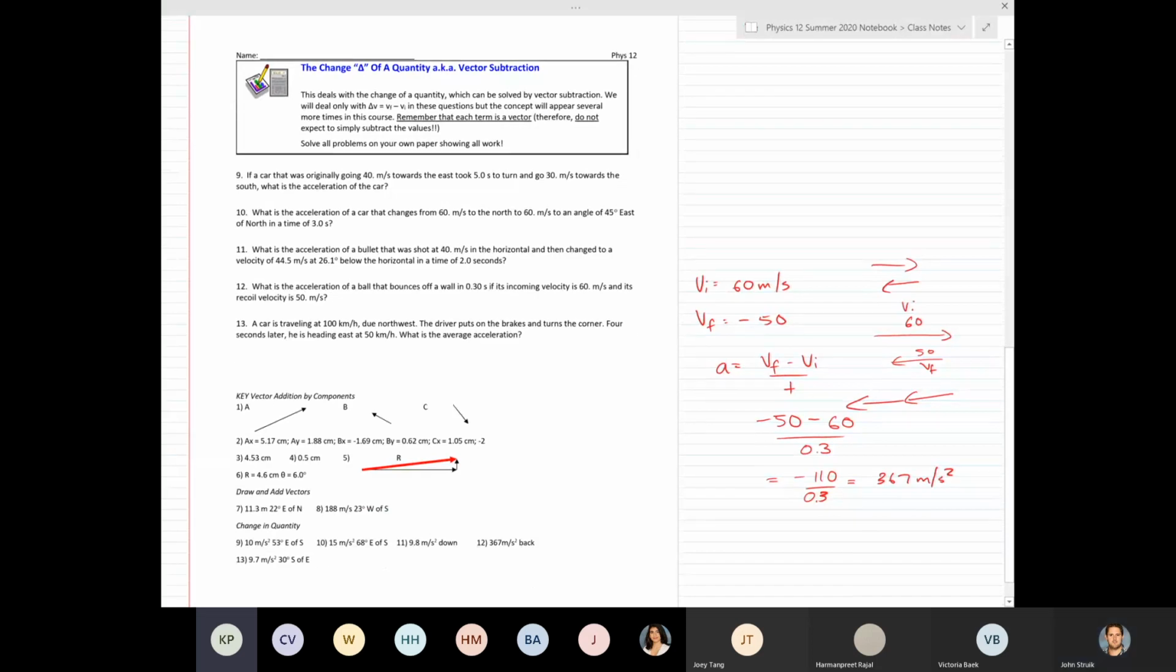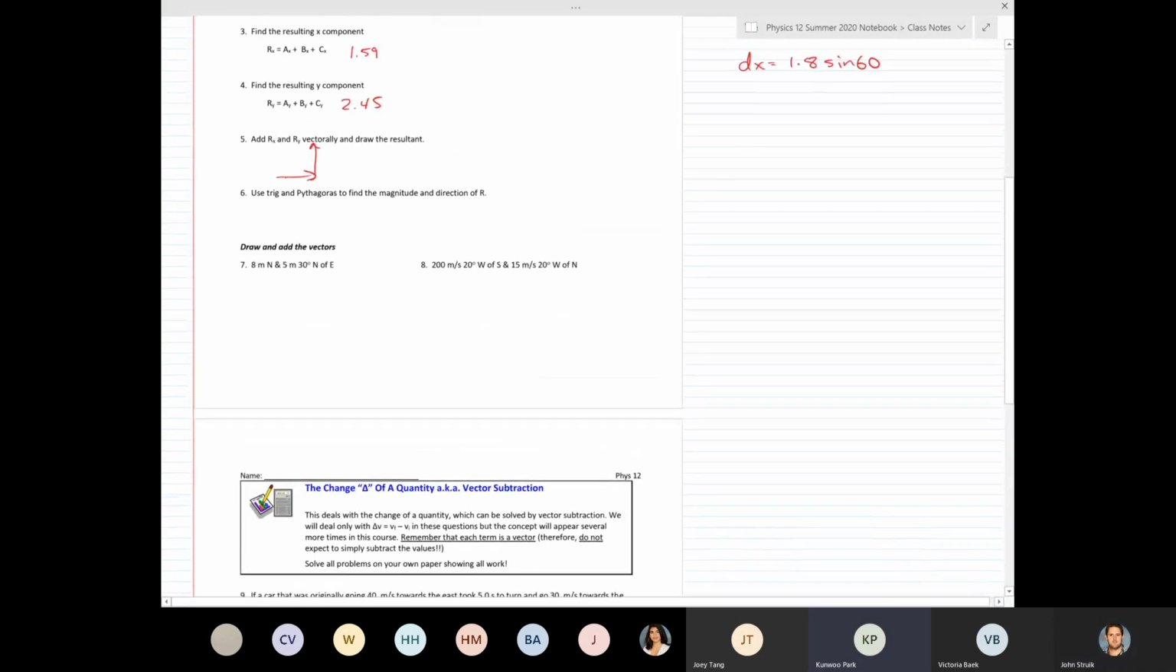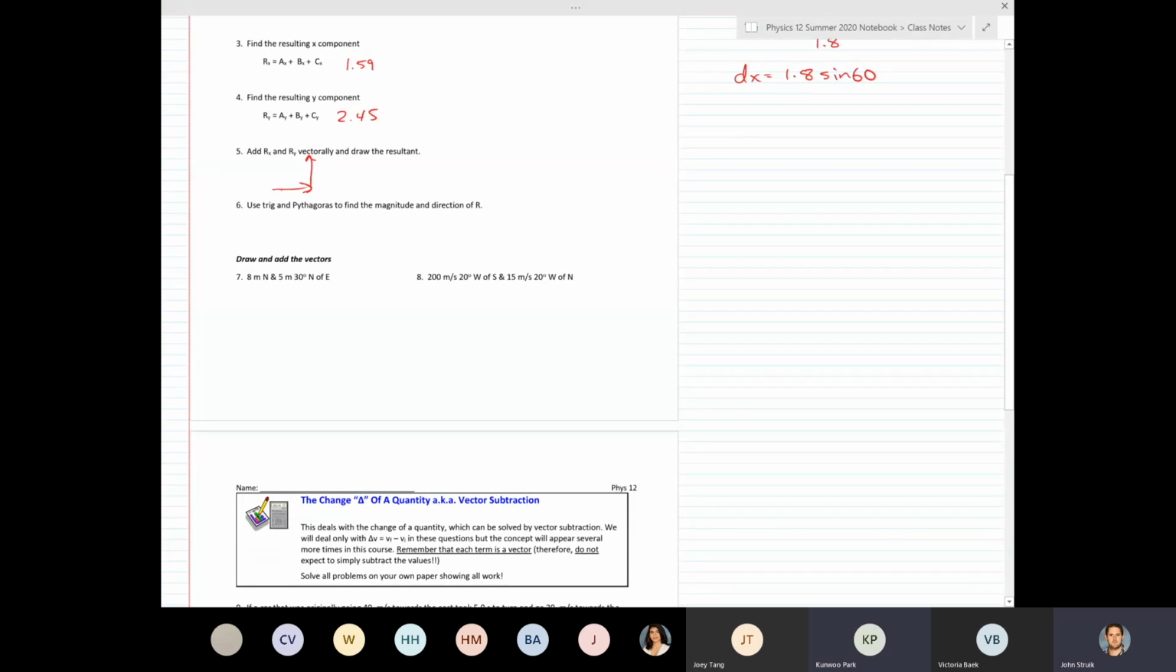I couldn't solve the 7 question. Number 7? Yeah. Okay, so the first one: 8 meters north, so that's just going to be that, 8. And then plus 5 meters, 30 degrees north of east. So that's going to be something like that.